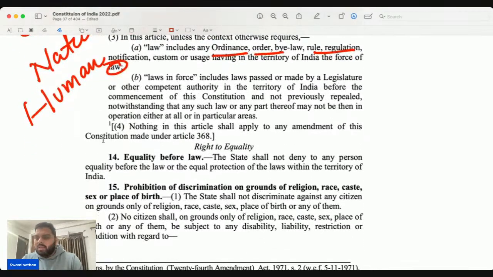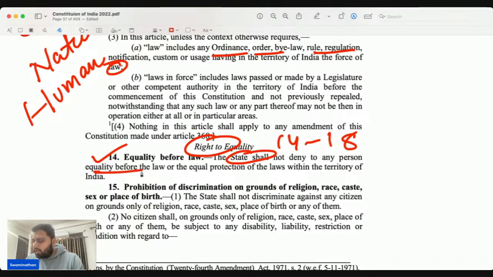Thereafter, we find that we have six categories of fundamental rights. One is the right to equality. It spans from Article 14 to Article 18. Article 14 talks about equality before law. It says the state shall not deny to any person equality before law and equal protection of laws. These are two concepts which might look similar, but they are never the same.